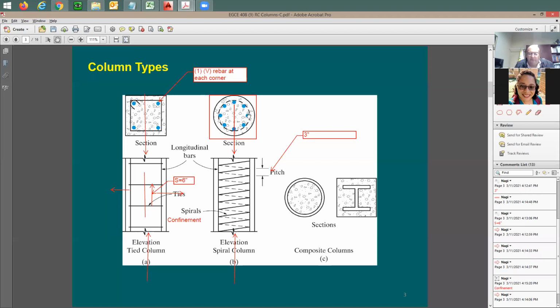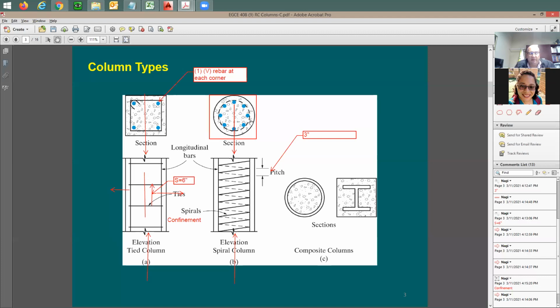Now, the meaning of designing it as a spiral column or tied column depends on the equations that you're going to be using, which means you should expect to have two different sets of equations. One of them is used for columns with ties, the other for columns with a spiral.